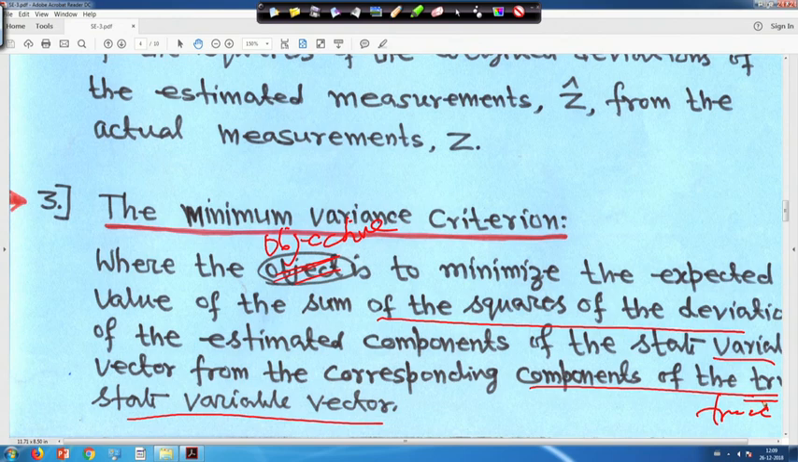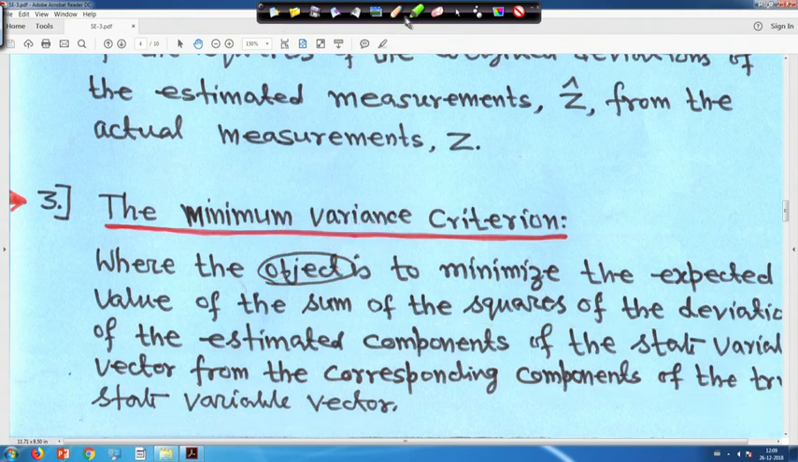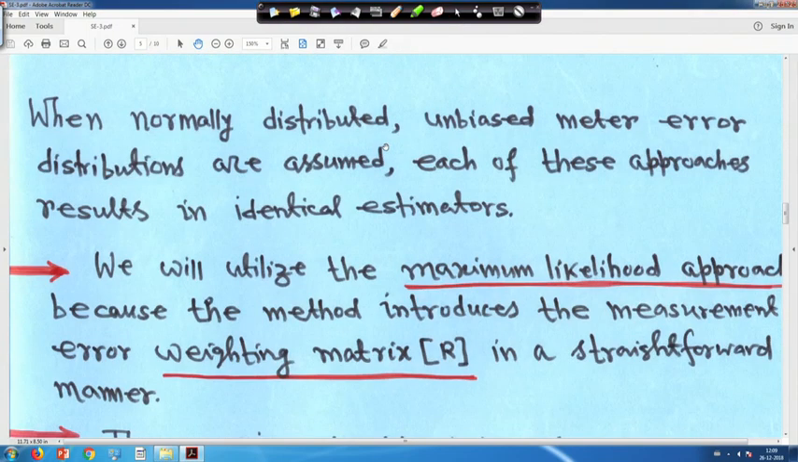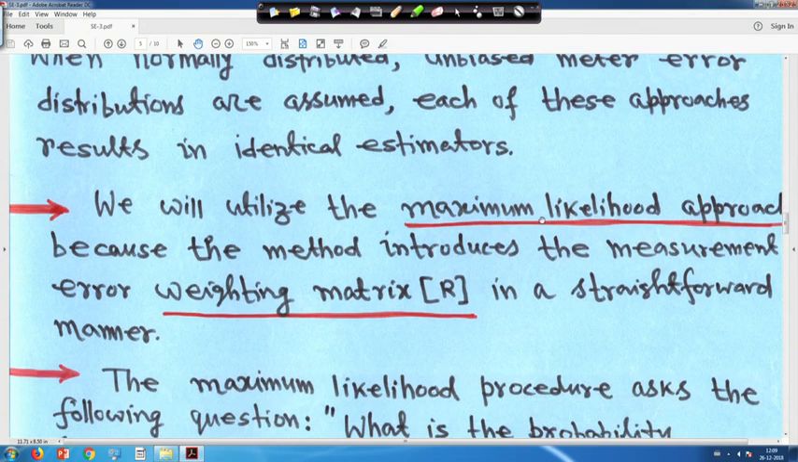So, that is actually these 3 different criteria you have, and we have to follow certain things, right, the certain mathematical procedure. Now, when normally distributed, that is unbiased measurement error distributions are assumed, each of these approaches results in identical estimators, right. We will utilize the maximum likelihood approach because the method introduces the measurement error weighting matrix R.